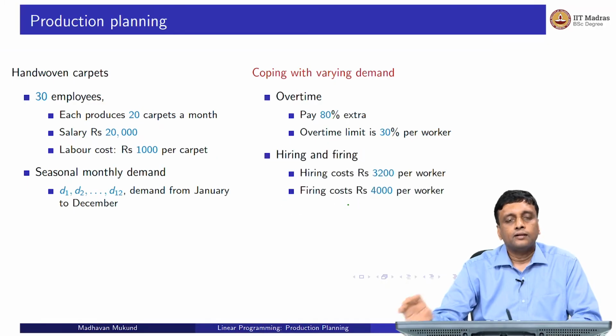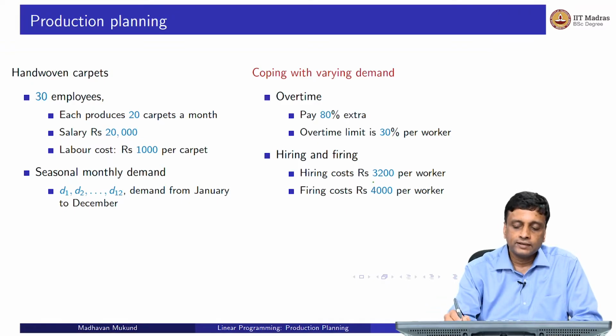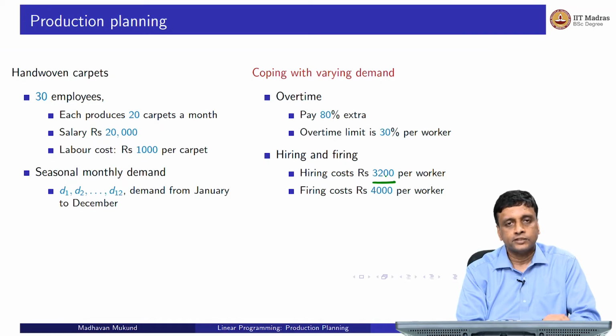So then another option is to temporarily employ somebody to make additional carpets. So you can expand your workforce. And of course, when the demand shrinks, you don't need this person, so you can also reduce your workforce by firing somebody. So there is a cost associated with this, right? There is a cost with finding a new person. A new person costs you, in addition to their salary, 3,200 just to add somebody to your workforce. It might involve some training and searching and all that.